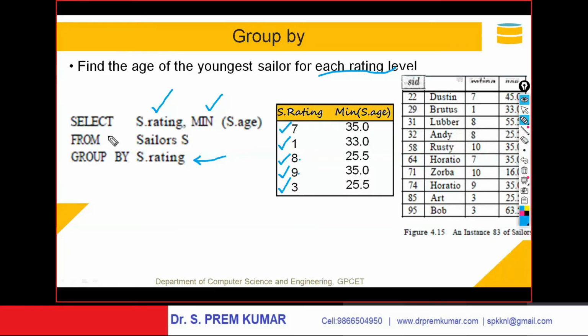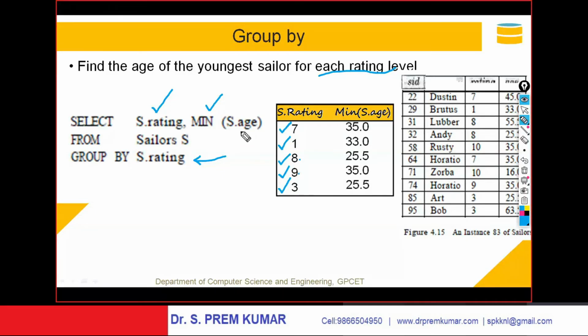Once again, I repeat: select S dot rating and minimum age from sailors, group by S dot rating. Group by rating means similar ratings will be grouped. From that group, the minimum age is picked up.